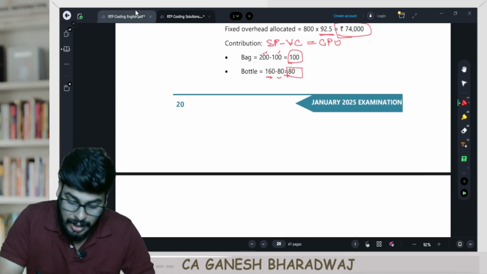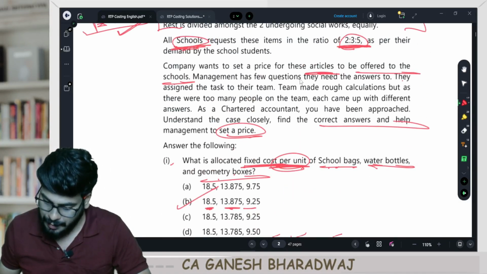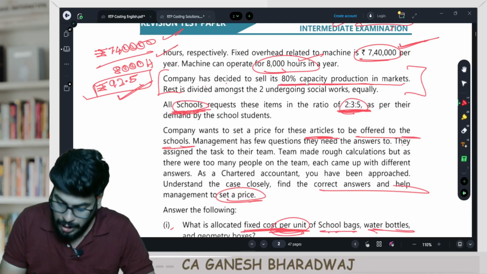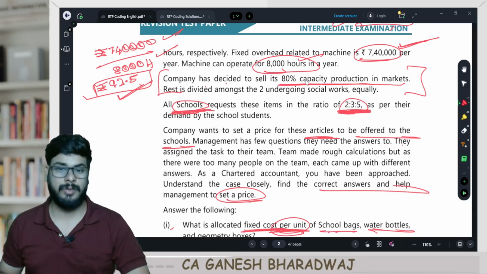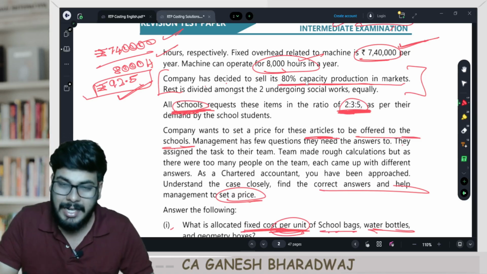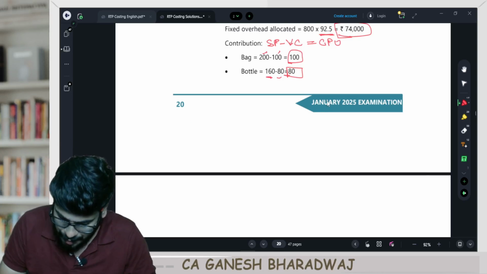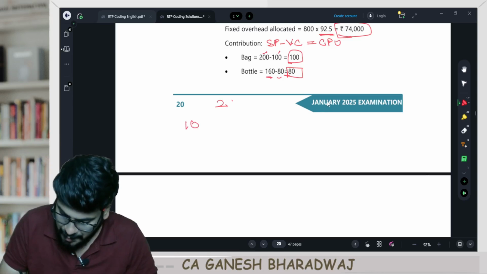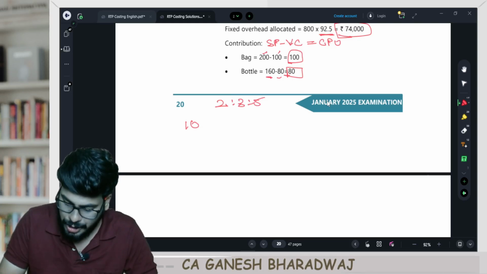Now they have also given in the question what will be the mix. The sales mix is given. Here they have clearly given that all the schools will request these items only in the ratio of 2 is to 3 is to 5, right? So we need to calculate the weighted contribution per unit. So how will you do that? Very simple. The mix is going to be 2 is to 3 is to 5, right?